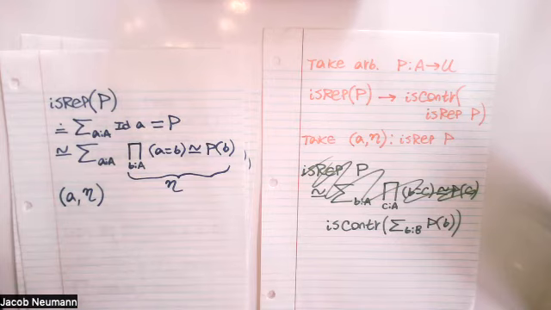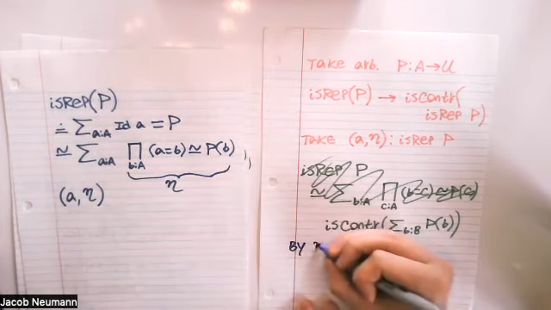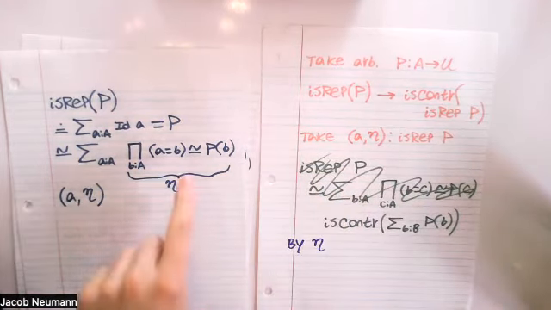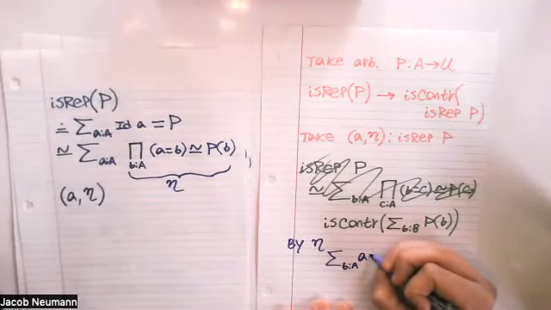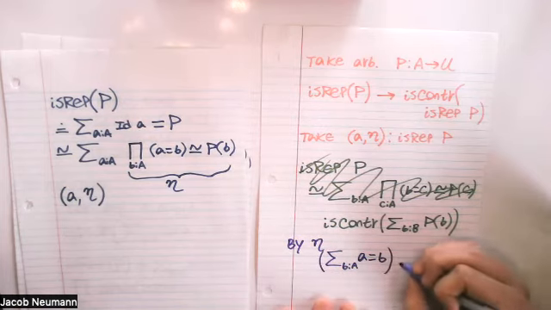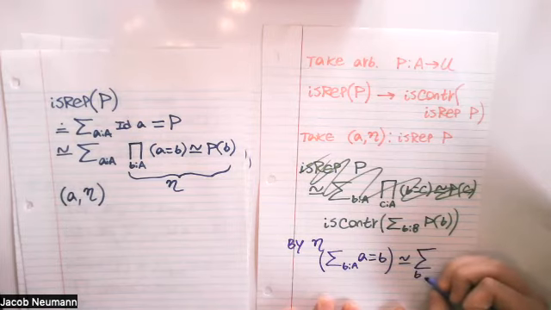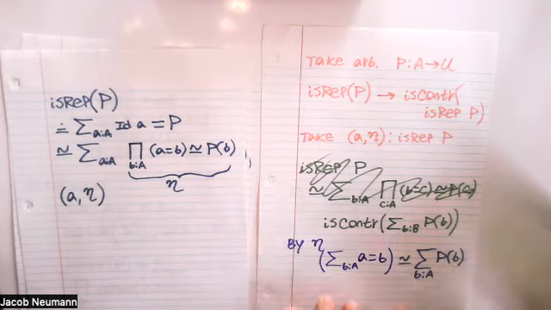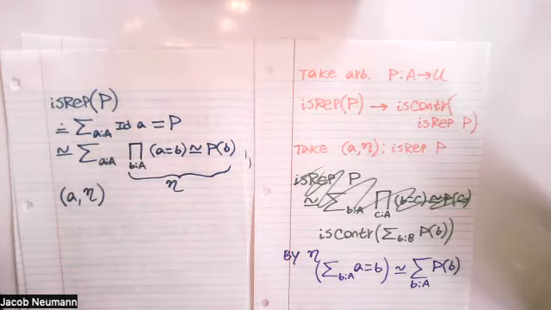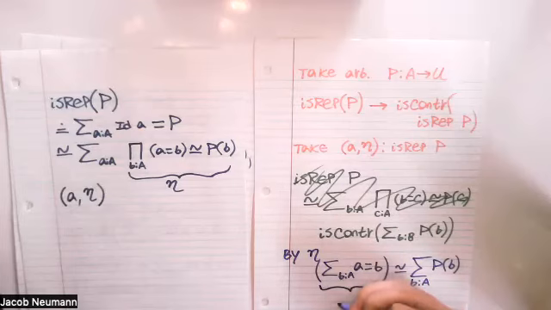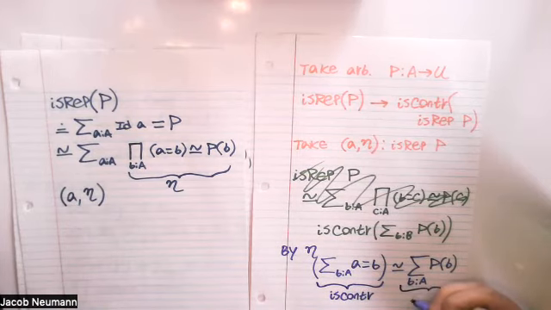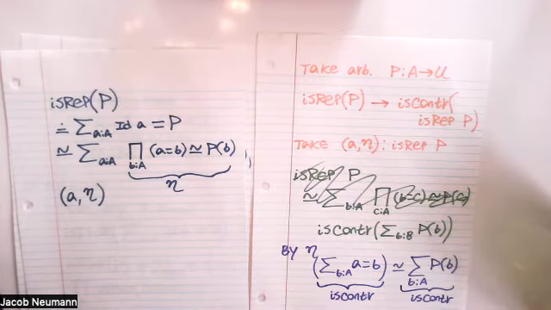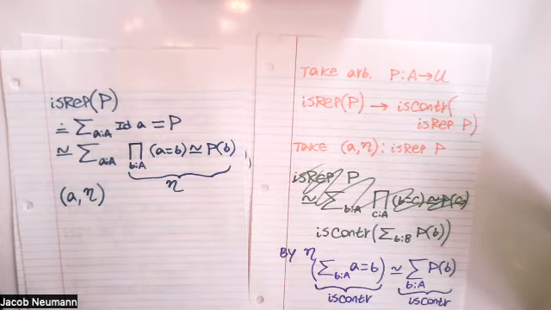So since I have eta, let me change colors. By this eta that we have, we can say that the map on these total spaces is an equivalence. So we have that the sigma of B in A, A equals B, is going to be equivalent to sigma of B in A, P of B. So a family of equivalences is an equivalence on the total spaces. And then again, we're going to use this trick of saying that this is contractible. And so if it's equivalent to a contractible type, then it also must be contractible. So we have this result that the sigma of those B in A such that P of B is contractible.